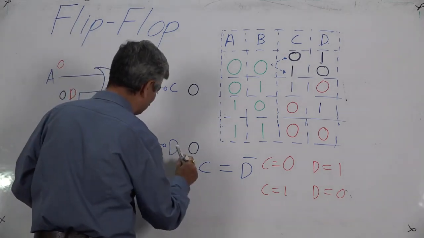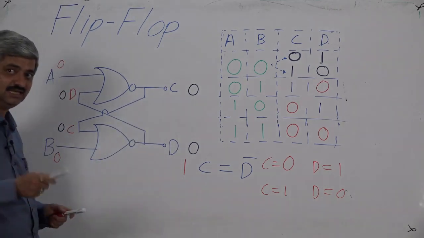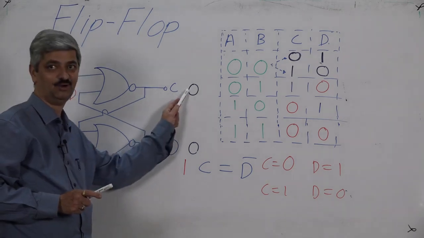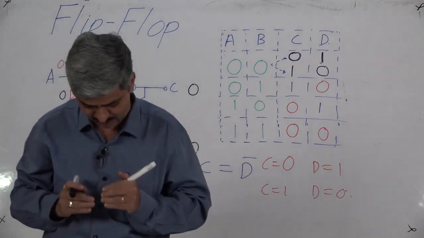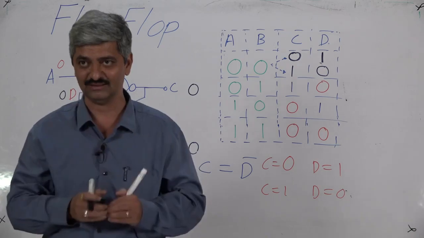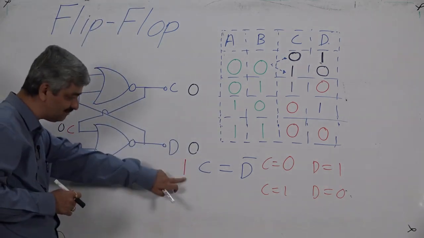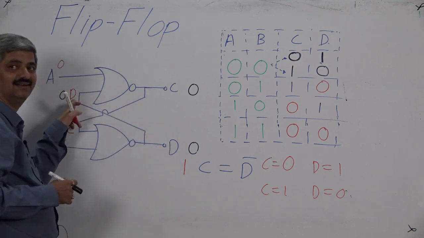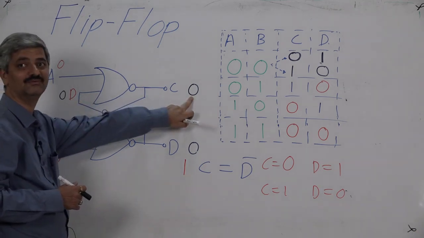And the moment at which it becomes 1, what was C doing? C was trying to make D 1. D was trying to make C 1 because both were 0. Now this became 1 first. The moment it becomes 1, it will go here and it will maintain C equal to 0.